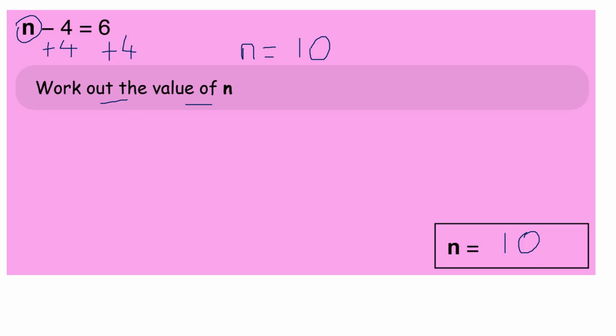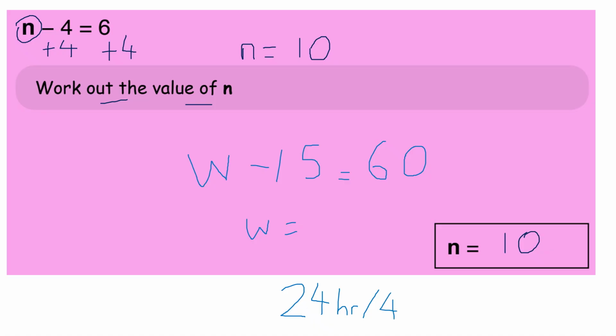Okay, now it's your turn. So try this question. Let's say I've got w minus 15 is equal to 60. I want you to solve for w, and drop your answer in the comments below, and I'll aim to respond, hopefully, within a 24-hour window to a 48-hour window.